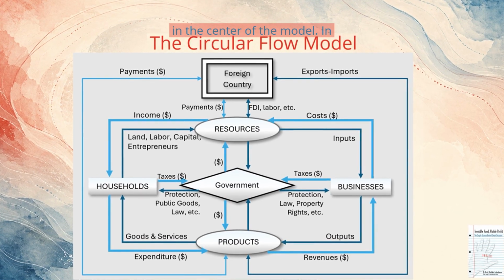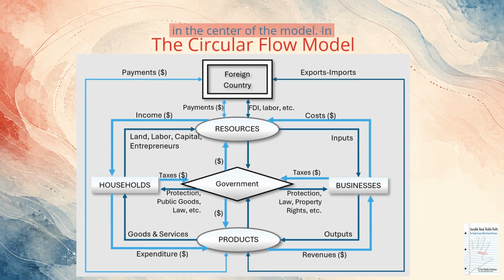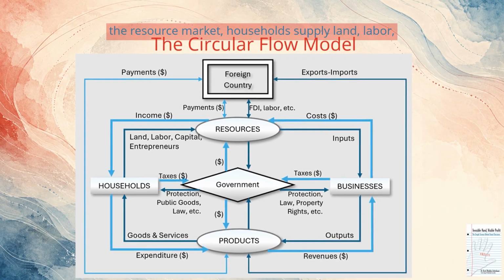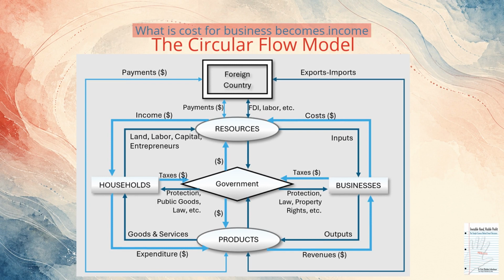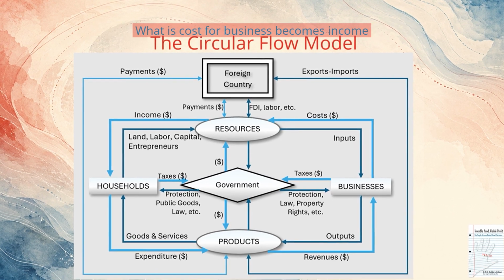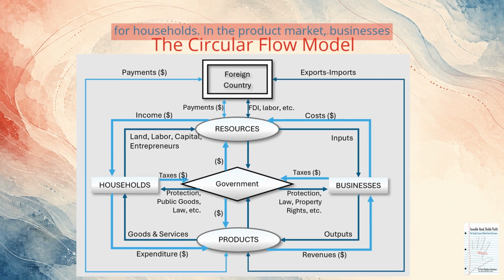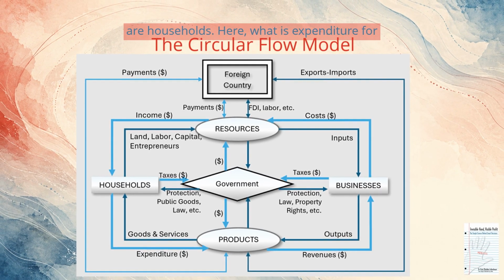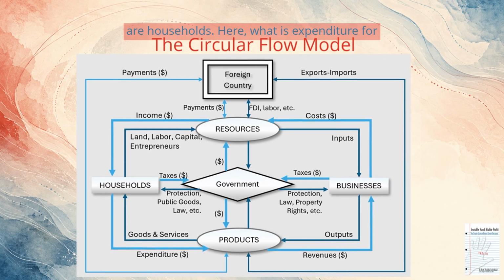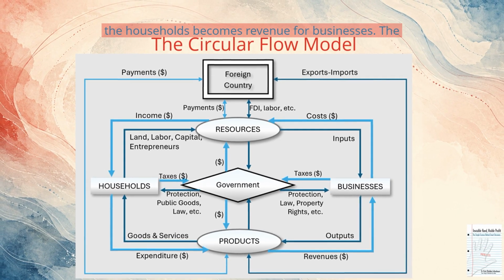Let us look at the simple model with just the basic players that sits in the center of the model. In the resource market, households supply land, labor, capital, and entrepreneurship, while businesses buy them. What is cost for business becomes income for households. In the product market, businesses sell goods and services, whereas the buyers are households. Here, what is expenditure for the households becomes revenue for businesses.